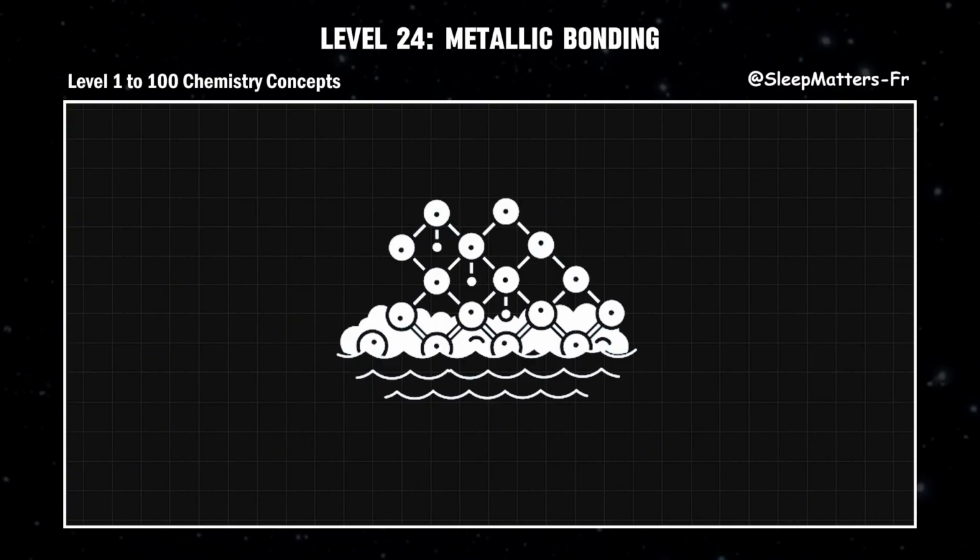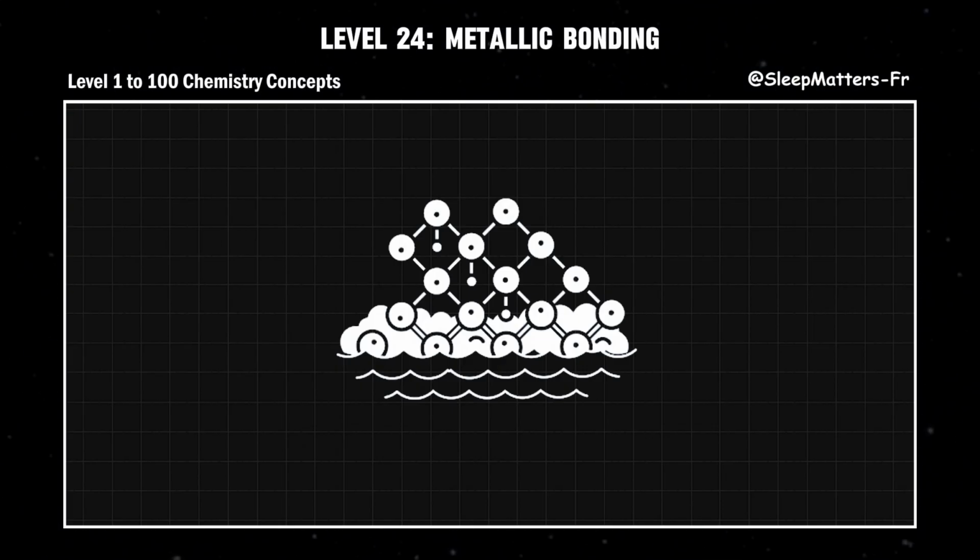Level 24. Metallic Bonding. Metallic bonding is the secret to why metals are strong, shiny, and flexible. It is a type of chemical bonding that is completely different from other bonds. In most substances, atoms stick together by sharing or exchanging electrons, like two people shaking hands. But in metals, it is different. Metal atoms do not hold on to their electrons tightly. They let them go. These electrons become a sea of free-moving particles that flow around the atoms.